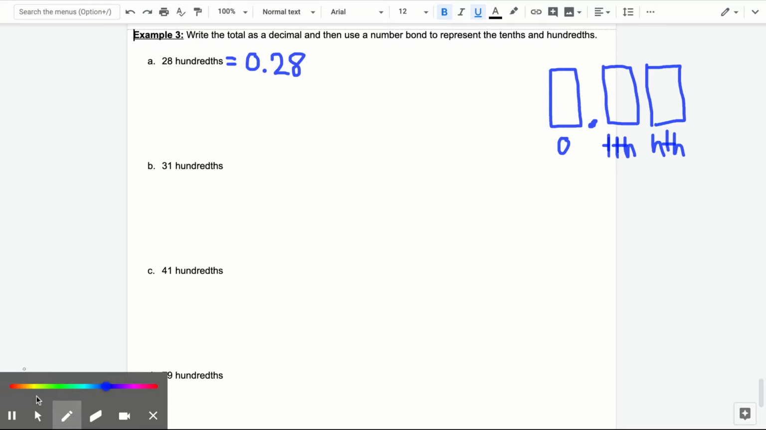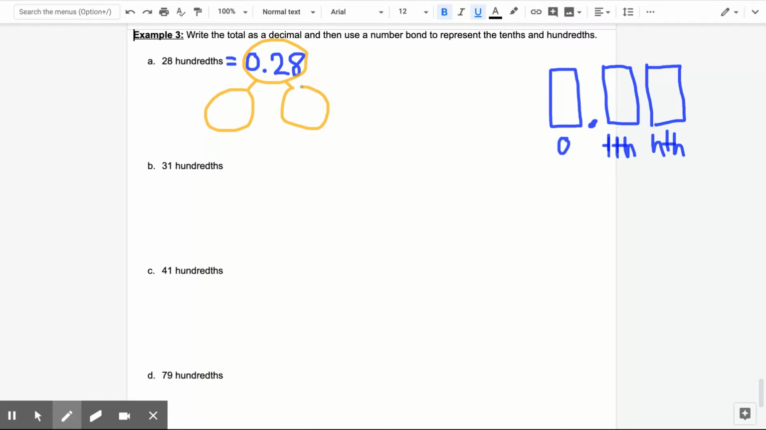I'm not going to rewrite that because that's a waste of our time. We're going to just circle it and go ahead and draw the two number bond pieces down here. Okay, so it wants one to represent tenths and one to represent hundredths. So I can go ahead and get this set up because I know one is going to be tenths and the other is going to be hundredths.